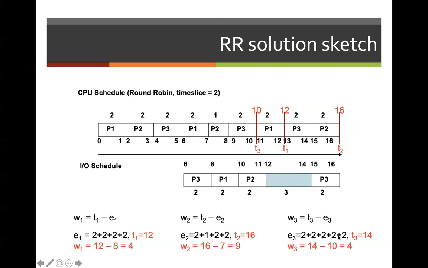So we have a time of 10 minus our time for execution of 14, or total process time of 14. So our wait time is 4. So W1 and so process 1 and process 3 have a wait time of 4, and process 2 has a wait time of 9.